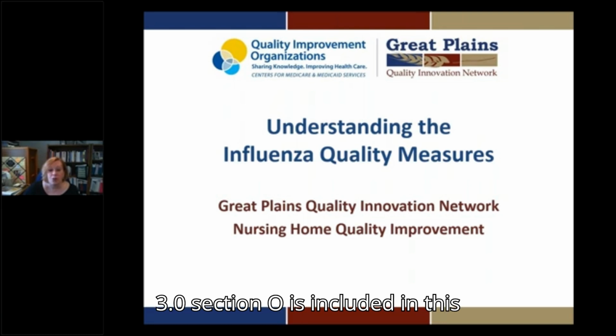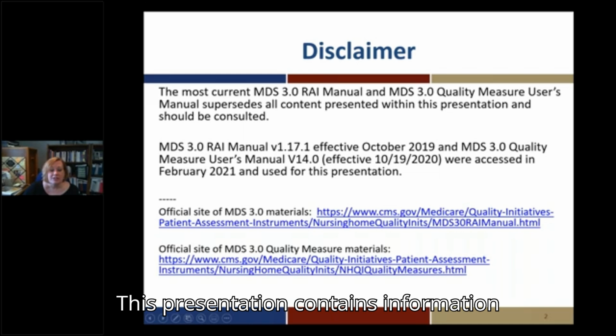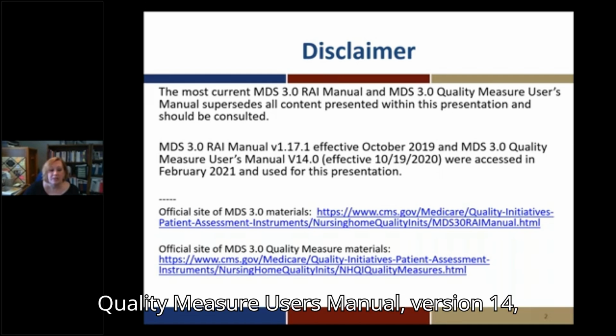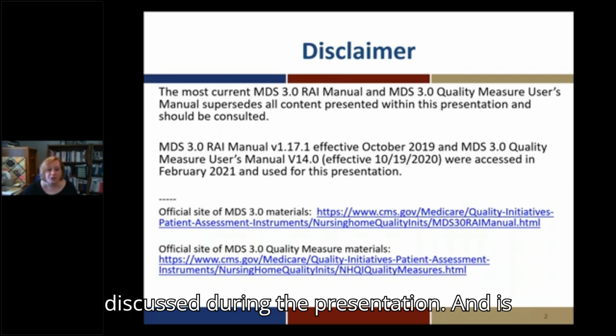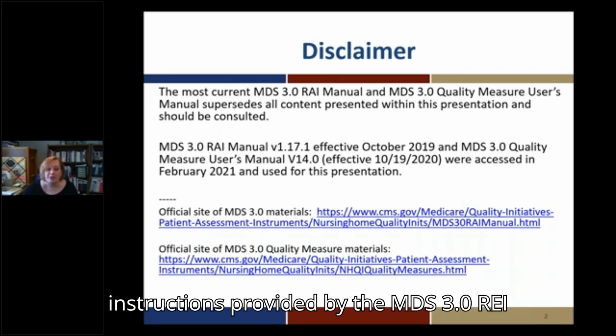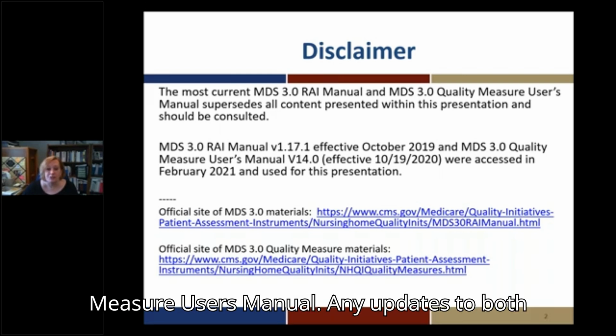MDS 3.0 Section O is included in this quality measure. This presentation contains information from the MDS 3.0 RAI Manual and the MDS 3.0 Quality Measure Users Manual version 14, accessed in February 2021. This presentation is meant to enhance understanding of the quality measures discussed during the presentation and is not meant to take the place of or be inclusive of all information and instructions provided by the MDS 3.0 RAI Manual and the MDS 3.0 Quality Measure Users Manual.